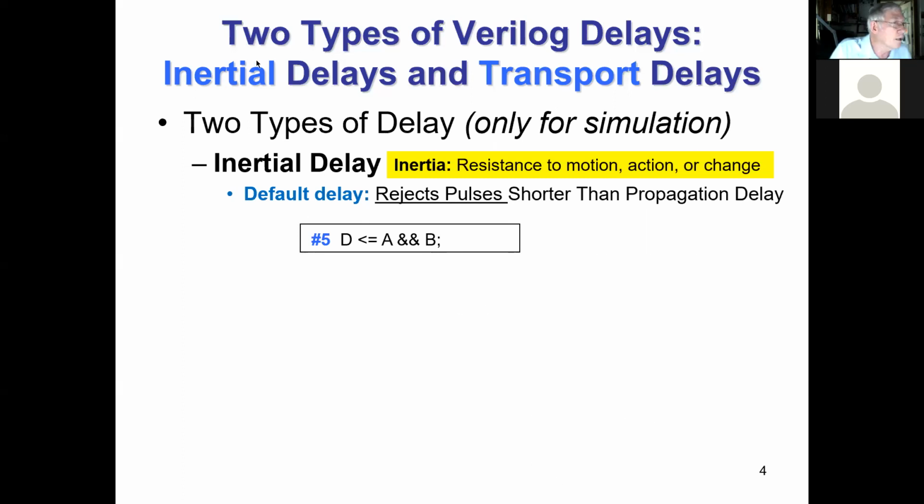Okay, so there are two types of delays. There are inertial delays and transport delays. Inertial delays are synonymous with propagation delay. Inertial delay is like the official name, at least in Verilog. But a lot of people talk about propagation delay. Until I started writing Verilog code, I never even heard the term inertial delay. The more common term is propagation delay, but in Verilog, we differentiate between inertial delays.